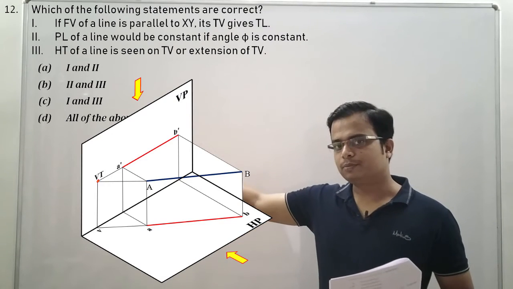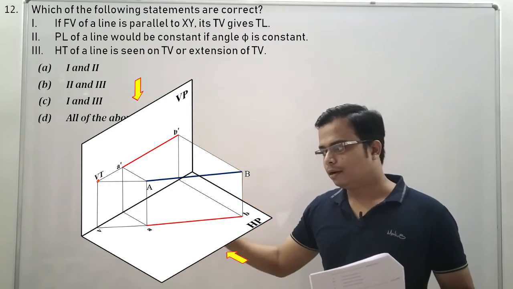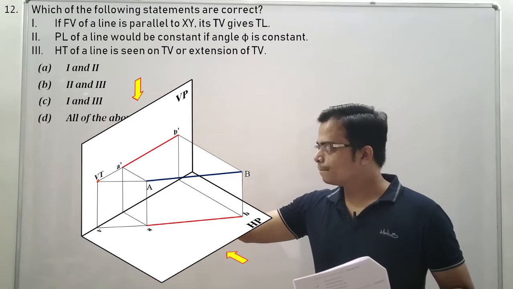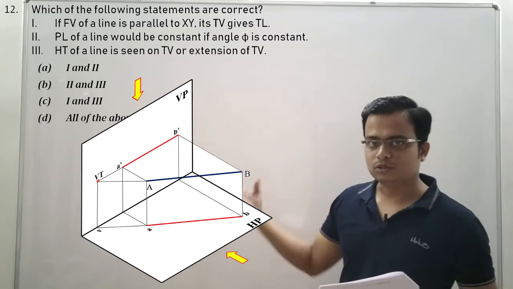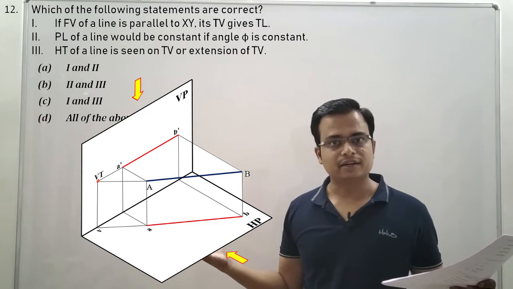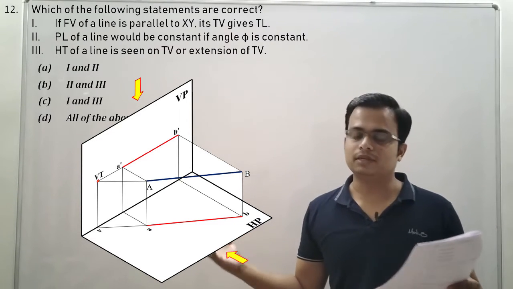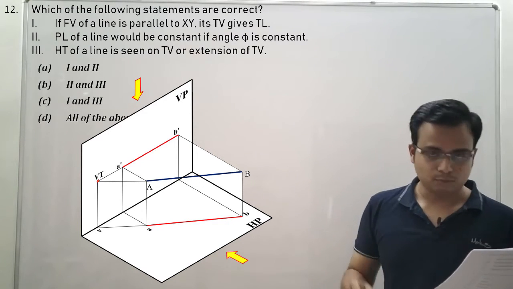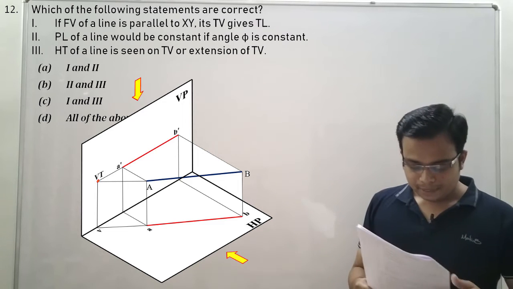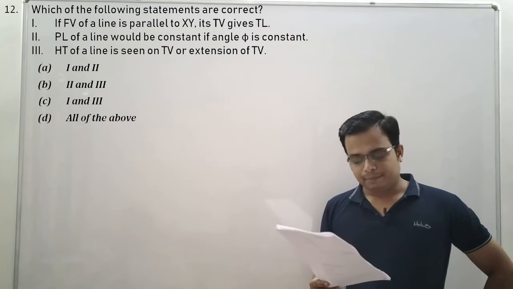The line is parallel to HP, inclined to VP. The front view, if you take a look at it, is a straight line parallel to xy. Top view shows the true length. It's perfectly right. Top view TV showing the true length, that is TL. So statement 1 is absolutely correct. Put a C over there. Now let us take a look at statement 2.